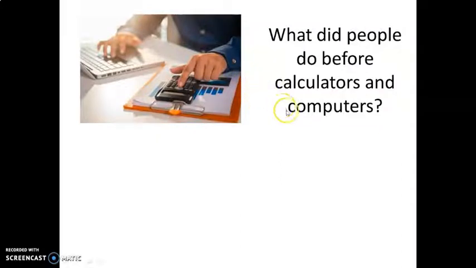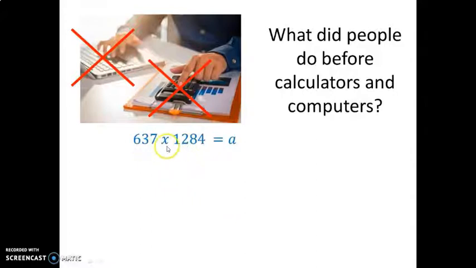What did people do before calculators and computers? Let's say you had no computer, no calculator. In other words, you had no computing power. You had no way to calculate large things. For example, like this. Let's say you had to multiply 637 by 1,284.